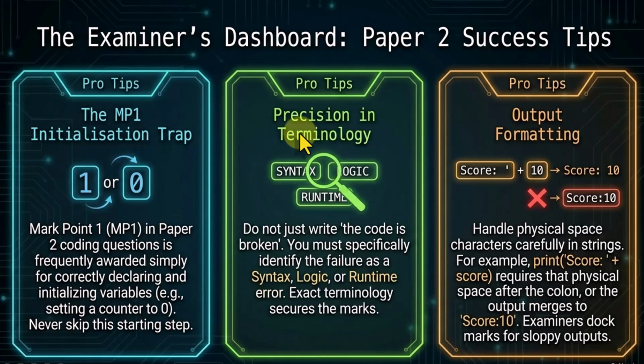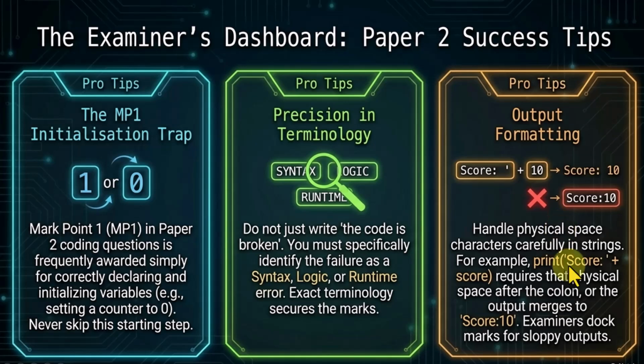So do that. Precision in terminology. Do not just write the code is broken. You must specifically identify the failure as a syntax error, logic error, or runtime error. Exact terminology secures the marks. See, in mark schemes it is written, if a student has mentioned logic error, give them 2 marks. So if you do not mention logic error and you just simply say error, you will lose those 2 marks.